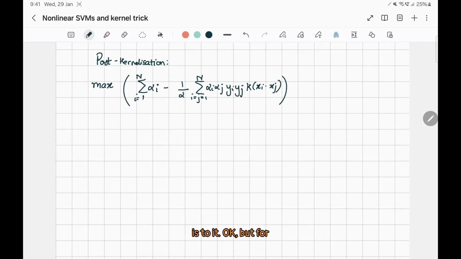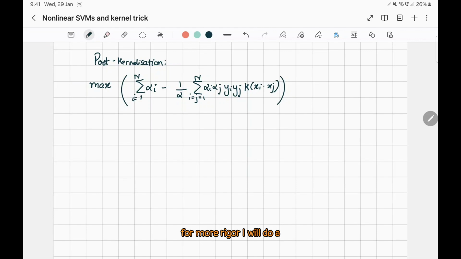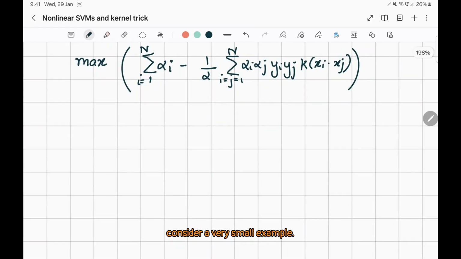Okay, but for more rigor, I will do a small practical example to hit the point further home. We'll create some matrices which I urge you to put into a QP solver, meaning quadratic programming solver, like CVXOPT. So you can do that. I'll show you how to construct the matrices. So we'll consider a very small example.